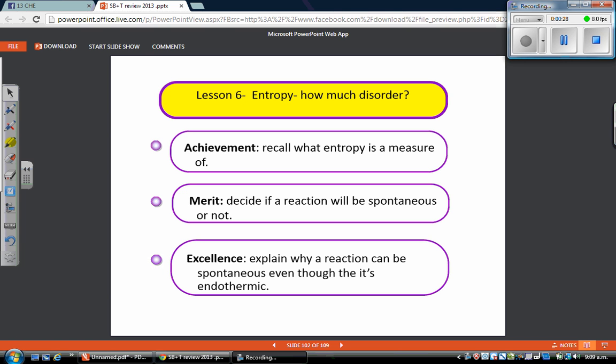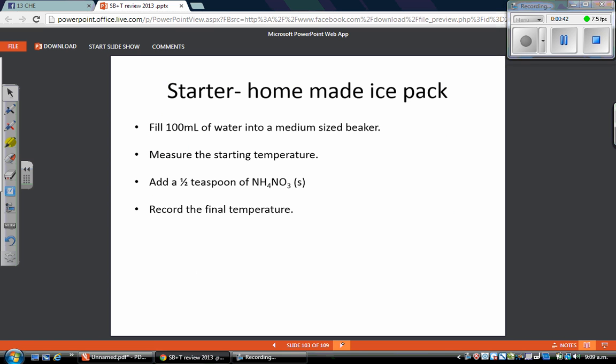Then you had to decide if a reaction would be spontaneous or not, which is the most that you'll get asked in an exam question. And then for excellence, if you can explain why a reaction can be spontaneous even though it's endothermic. So let's just scroll on to the next slide. There's a couple of definitions we make here.